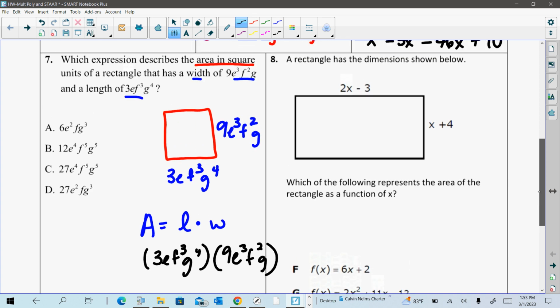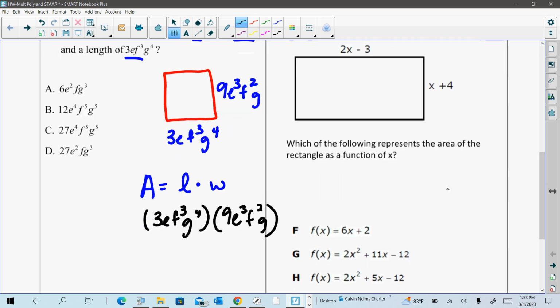Now, same thing on 8, we're dealing with area again. Remember, we're doing length times width. This is going to require you to do FOIL. That's why we practiced it on 1 through 5. This was similar to what we did in class as well.